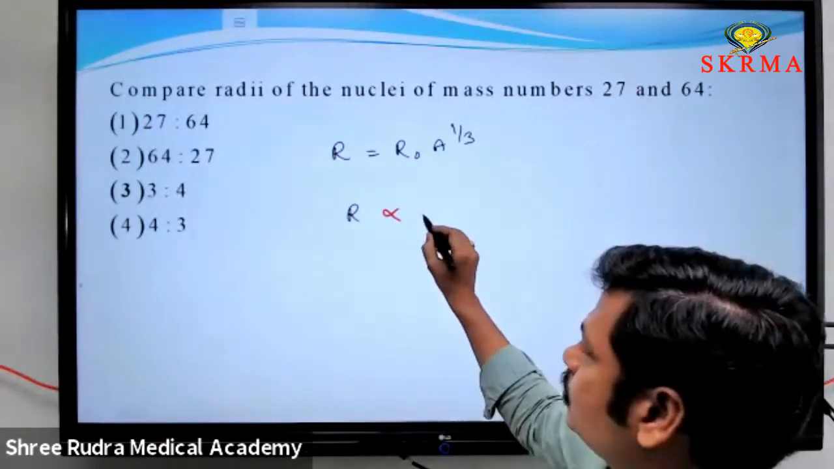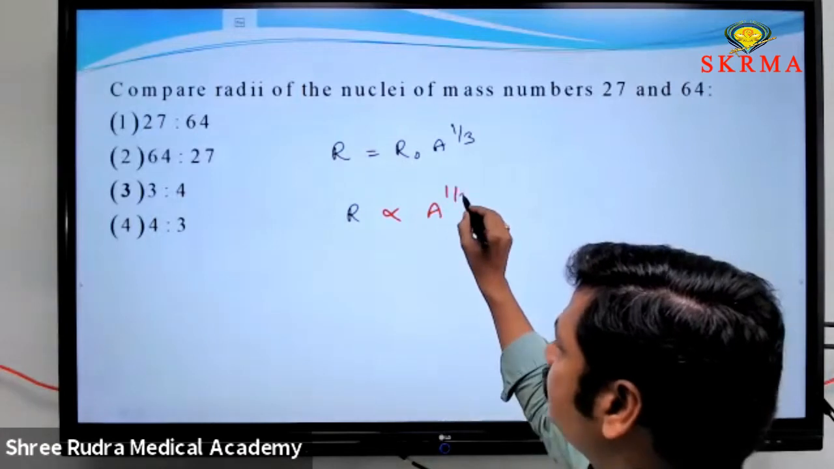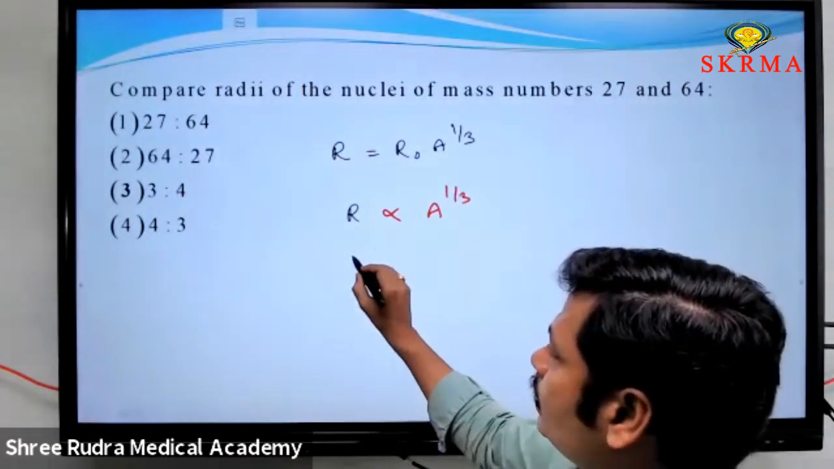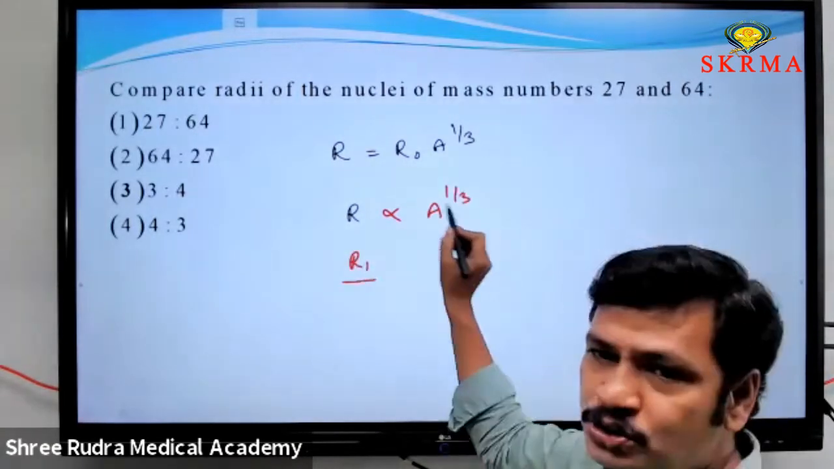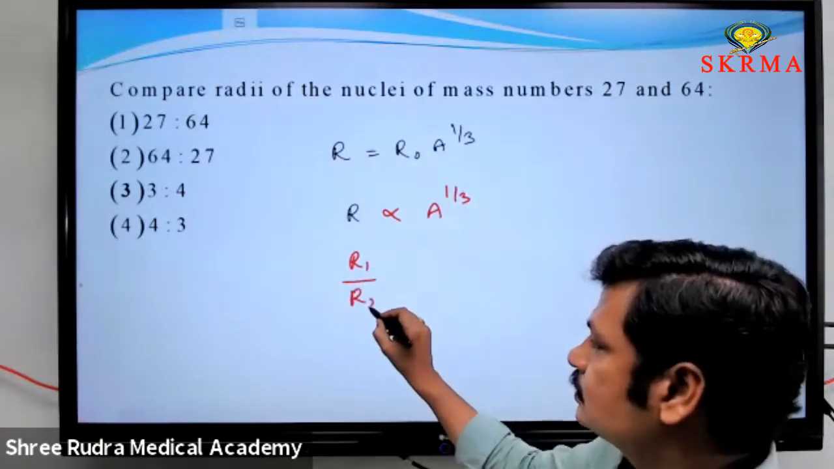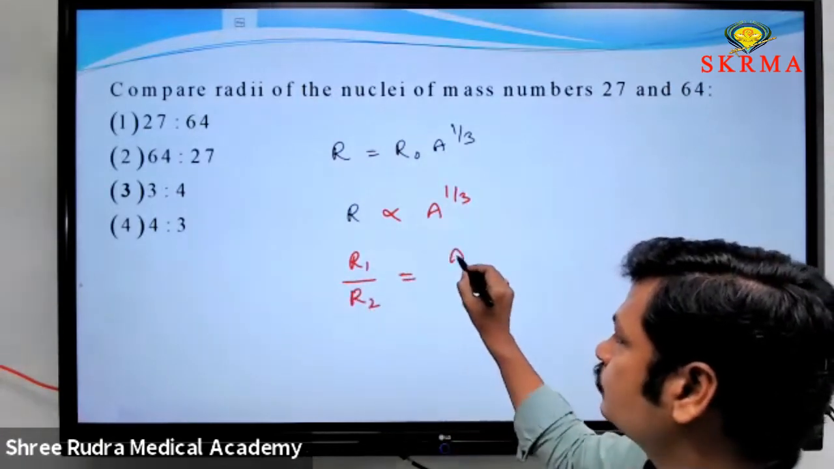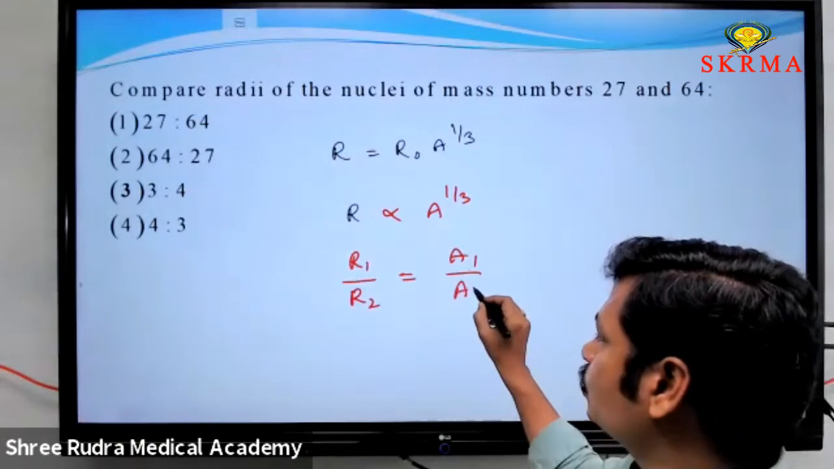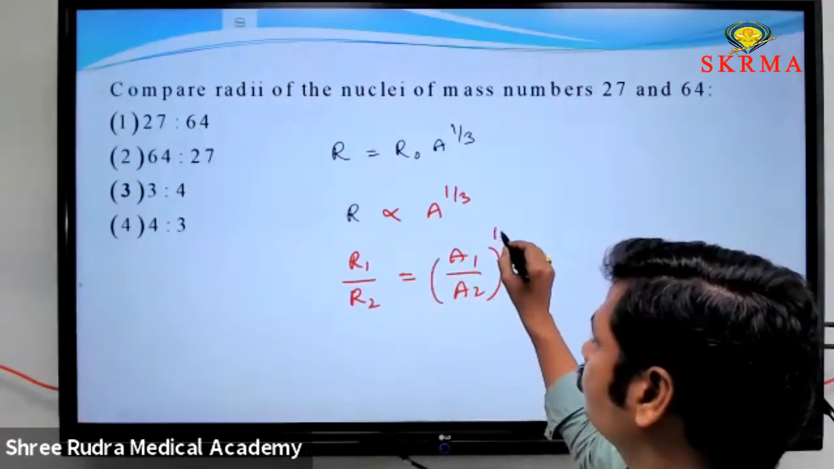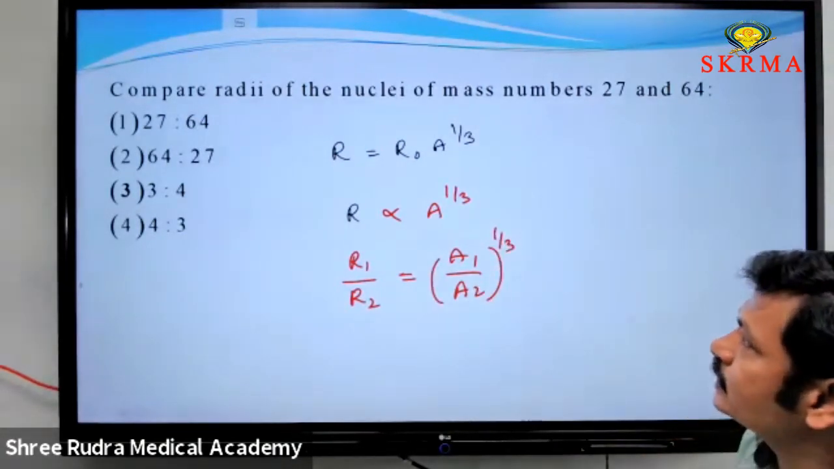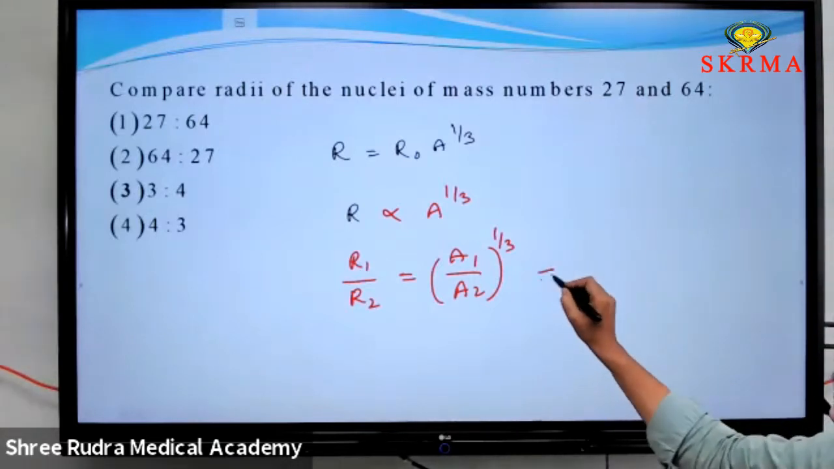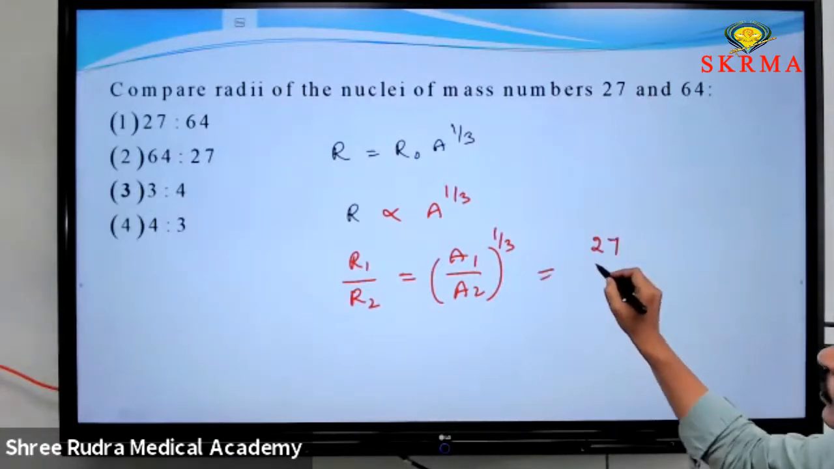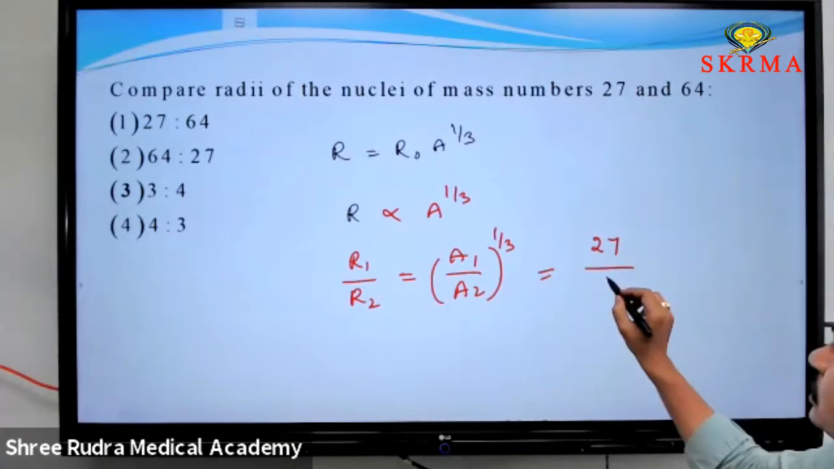R is proportional to A power 1 by 3. From the proportional relation you can write R1 by R2 equals A1 by A2 whole power 1 by 3. If you take the ratio of the given numbers, what is A1? 27. What is A2? 64.